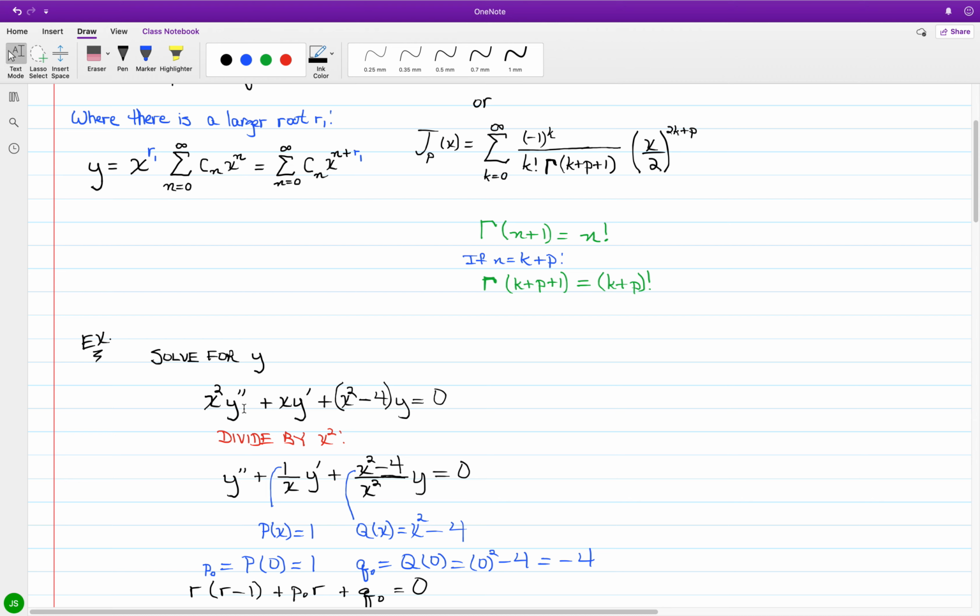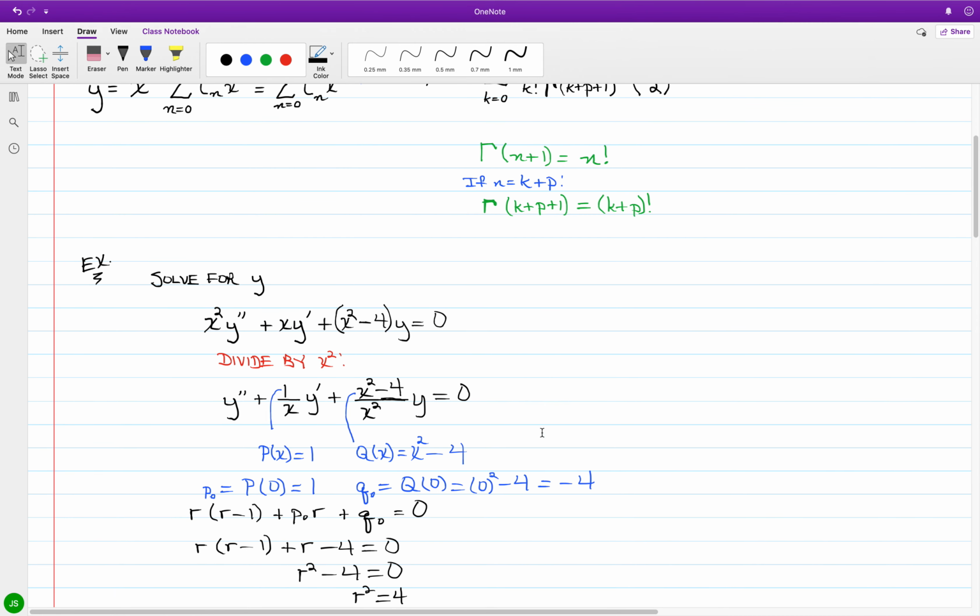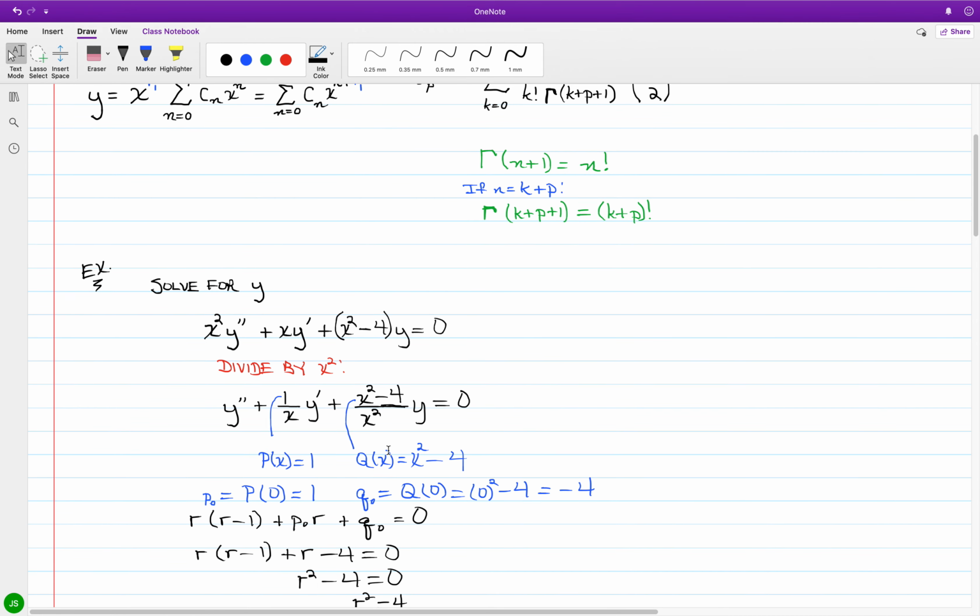Okay, we're going to have the first term to be only y double prime. So if I divide this equation by x squared, in the rewrite we have y double prime plus 1 over x y prime plus (x squared minus 4) over x squared times y is equal to 0. And again, from our y prime term, the numerator is going to be p of x, which we have equal to 1.